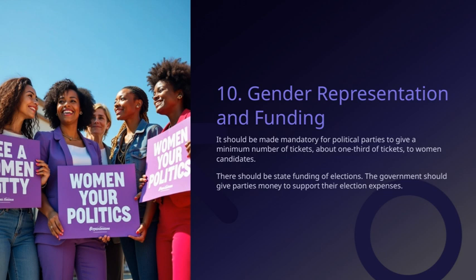This is a significant step toward increasing gender representation in politics and making our democratic process more inclusive. By combining fair funding with a commitment to gender diversity, we can work toward a more equitable electoral system that truly represents all sections of society. These measures align with the broader goal of strengthening democracy and ensuring equal opportunities for everyone to participate in political life.